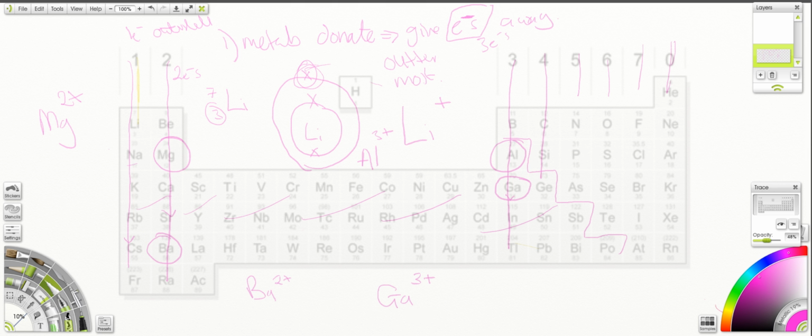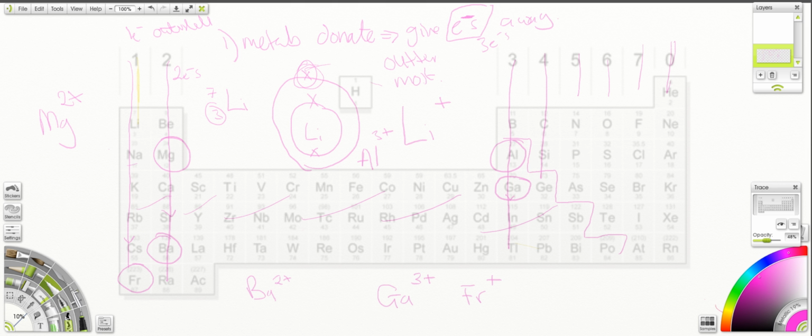Let's take francium. Francium is in group 1, therefore it has 1 electron in its outer shell. It's a metal, so it's going to donate that electron. Once it donates that single electron, it's going to have a charge of +1.